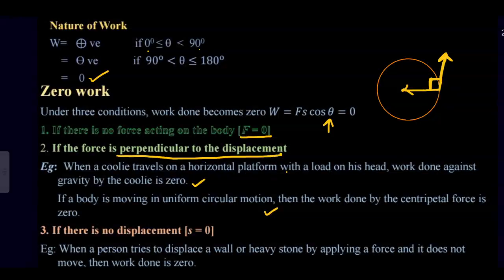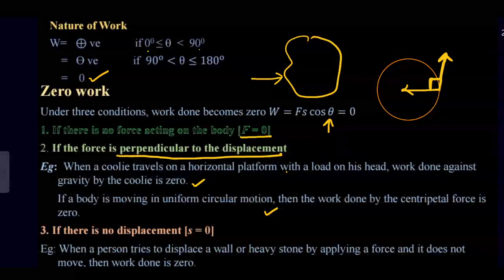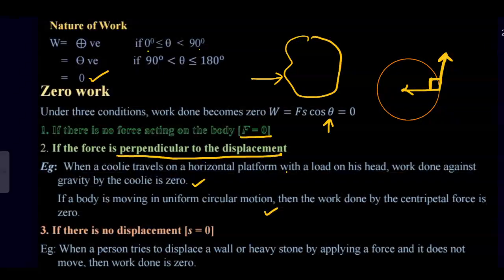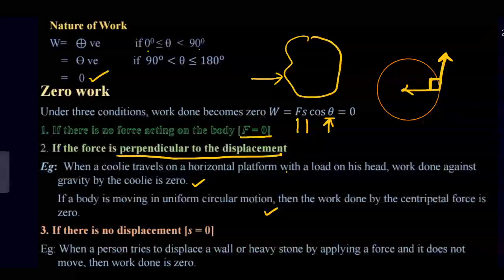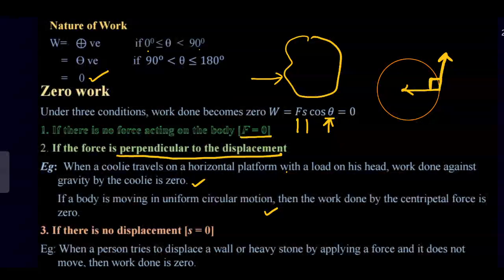Now let us say we have taken some heavy object and we apply some force. Will this block move? This block does not move, so the displacement is 0. Displacement 0 means work is also 0. In how many cases is the work 0? When F is 0, work is 0. If S is 0, work is 0. If theta is 90, work is also 0. These are some examples of when the work is 0.